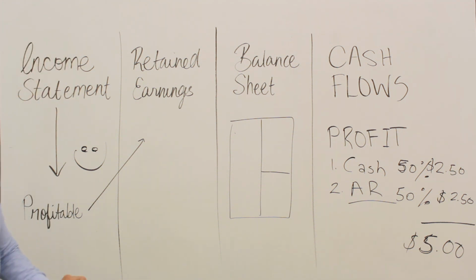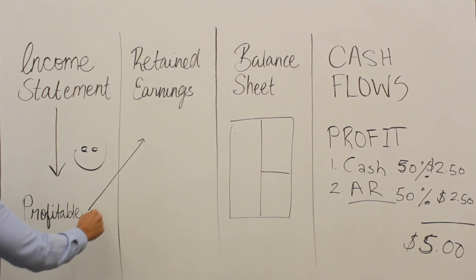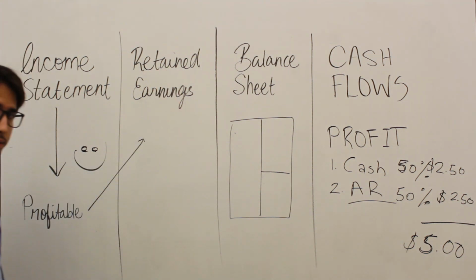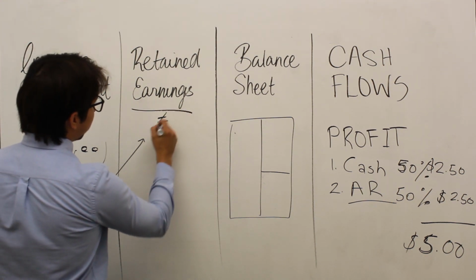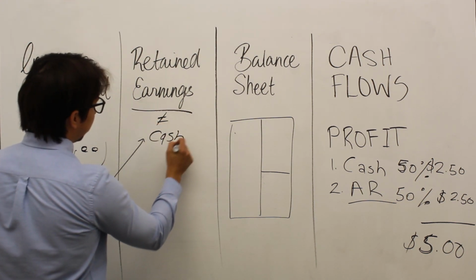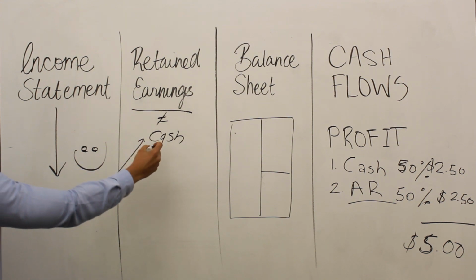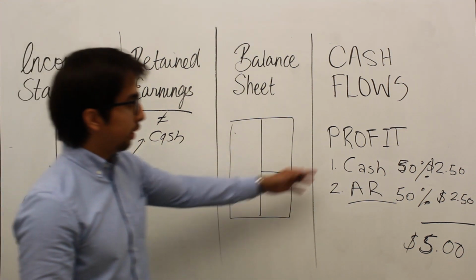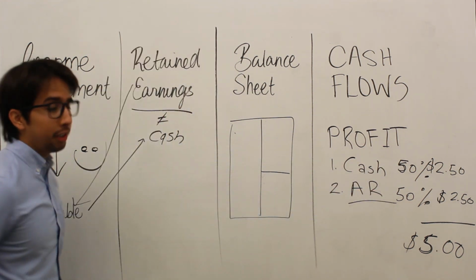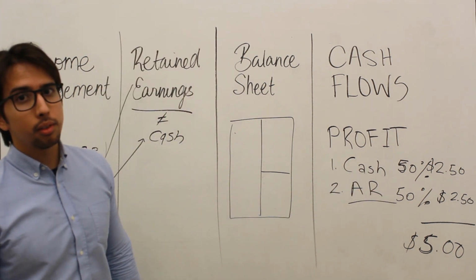Another key thing to note here is that, you know how I told you that profit goes into retained earnings? Well, retained earnings is not equal to cash either, because retained earnings is basically profit. So, you know that profit is not equal to cash, retained earnings isn't equal to cash either, okay?